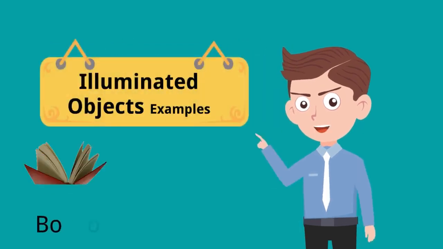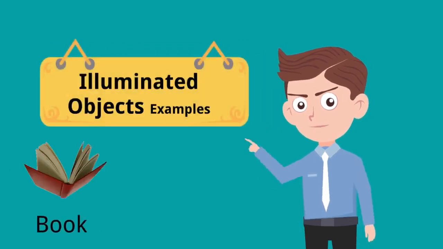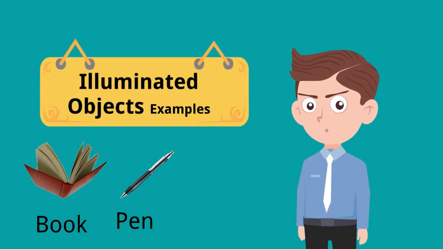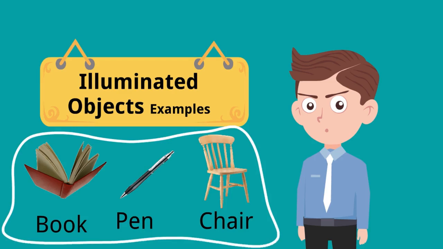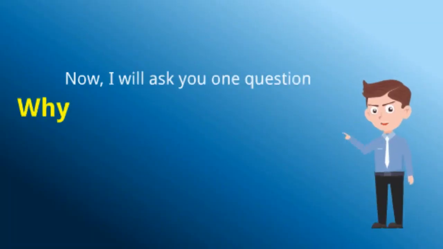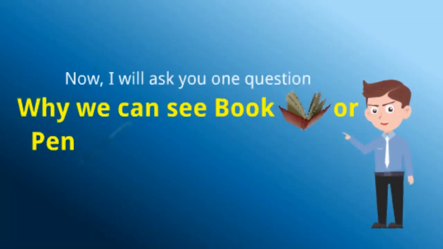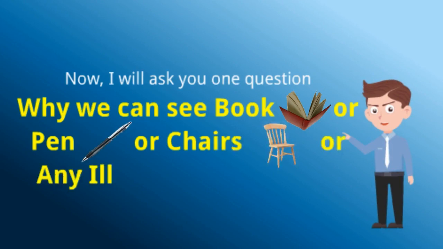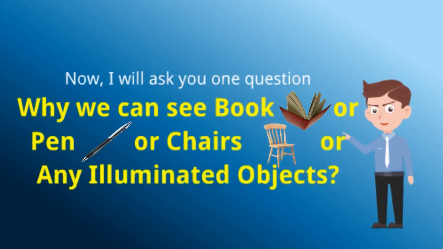And illuminated objects, examples, a book or pen or chair or stones, anything which cannot give light, which cannot produce light but is only able to reflect. These are known as illuminated objects. Now I will ask you a very simple question. Why can we see a book or pen or chairs or any other illuminated objects although they are not producing light?